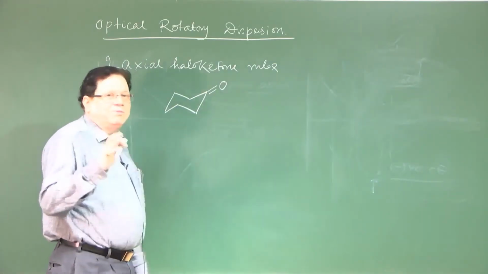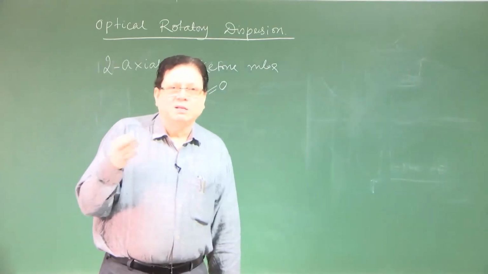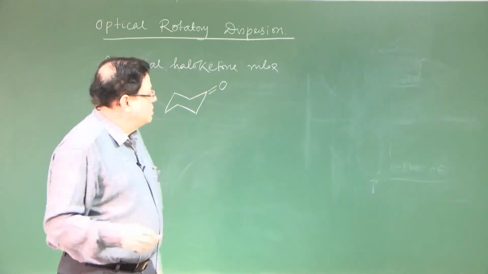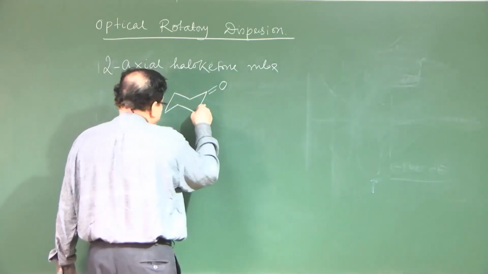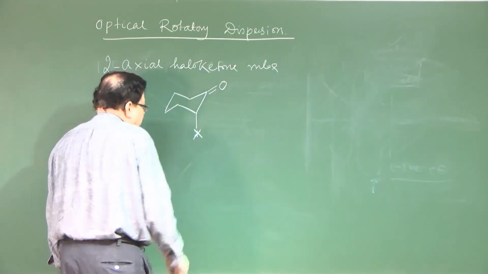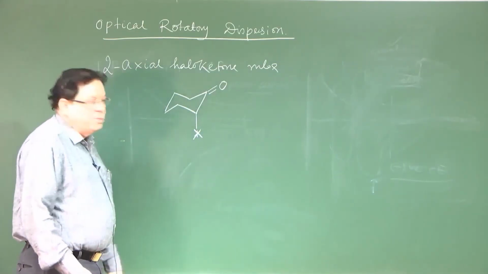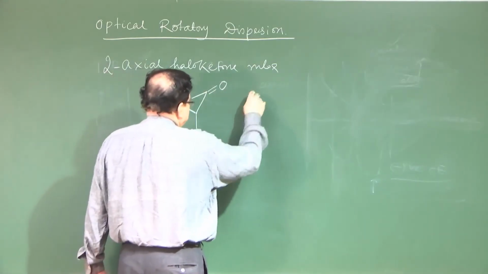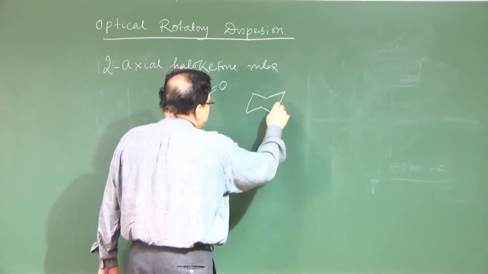halogenate, if you do alpha halogenation, because carbonyls are susceptible to alpha halogenation, and if you do monohalogenation, then what will happen? The halogen can assume an axial orientation, or it can assume an equatorial orientation. Both are possible, right?